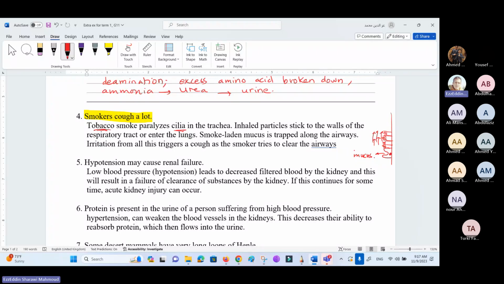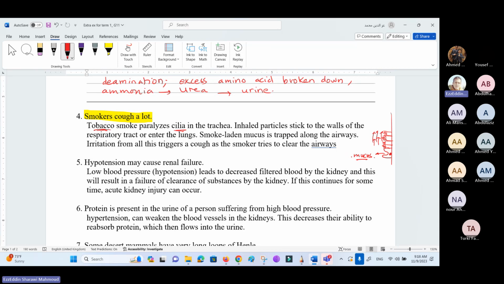Again, the problem started when the tobacco stopped the movement of the cilia. This is a mark, just one mark. When you mention that the tobacco smoke will stop the action or will paralyze the cilia that line the trachea, this is a mark. This is one fact. Another point, don't forget that we have other cells that secrete mucus.